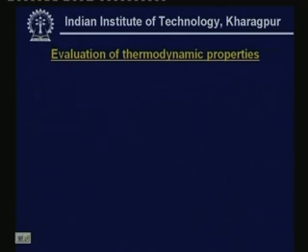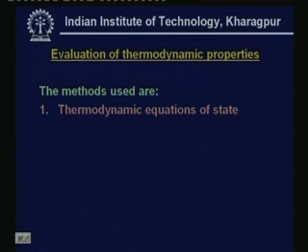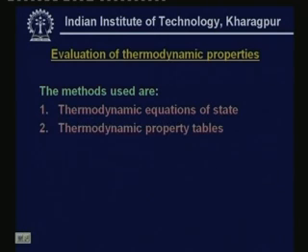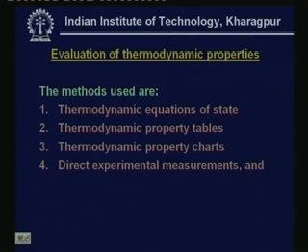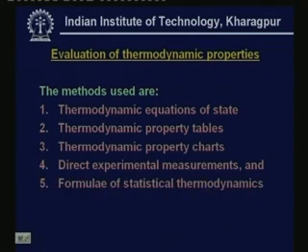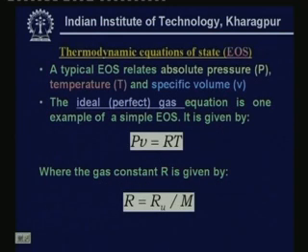Now let us look at various methods used for evaluating thermodynamic properties. The methods used are thermodynamic equations of state, thermodynamic property tables, thermodynamic property charts, direct experimental measurements, and formulae of statistical thermodynamics. Now let us look at the first method, what is known as thermodynamic equations of state. They are also known as EOS. A typical EOS relates absolute pressure P, temperature and specific volume. One of the simplest examples of an EOS is that the specific volume of a solid is a constant. So this is one of the simplest possible equations of state.